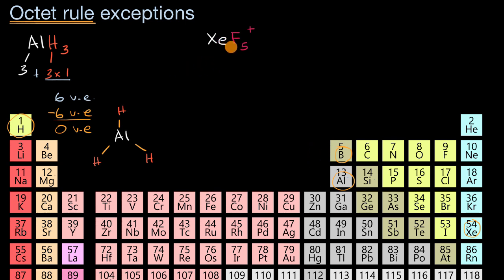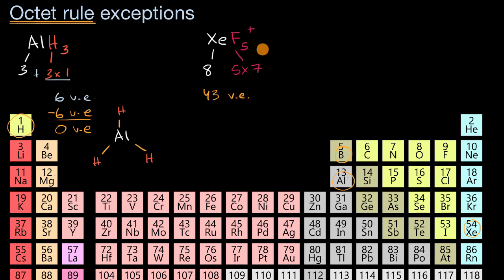But what we'd want to do here is first think about our valence electrons. So xenon right over here, it's actually a noble gas. It already has a full octet in its outer shell. So it has 8 valence electrons. And then fluorine, we've seen this multiple times, has 1, 2, 3, 4, 5, 6, 7 valence electrons. But there's 5 of them. So 5 times 7, I'm going to be drawing a lot of electrons in this. So this gives us a total of 8 plus 35, which is 43 valence electrons.